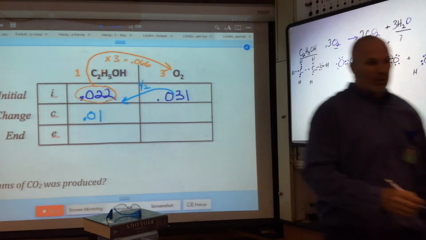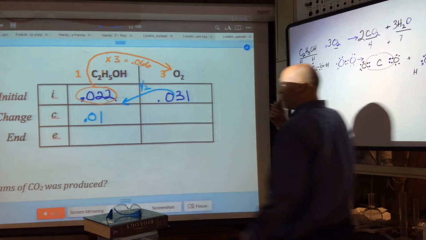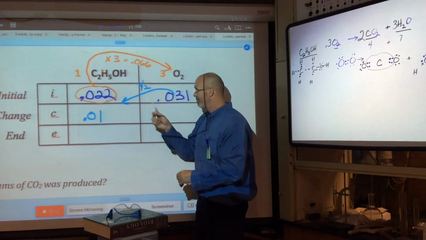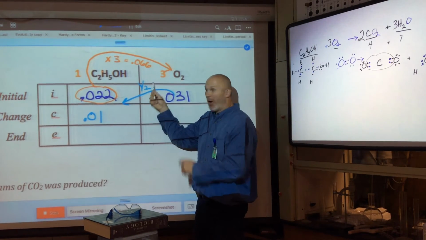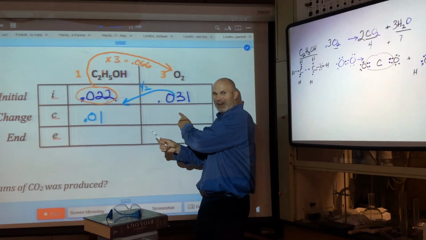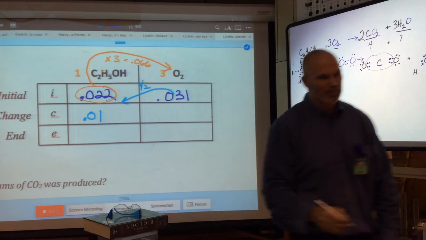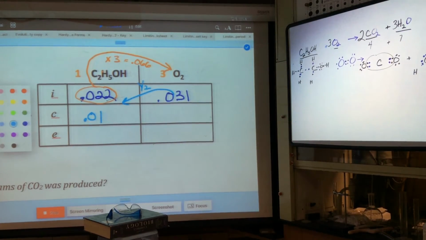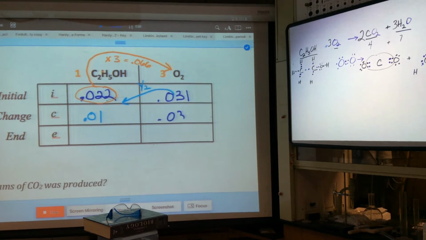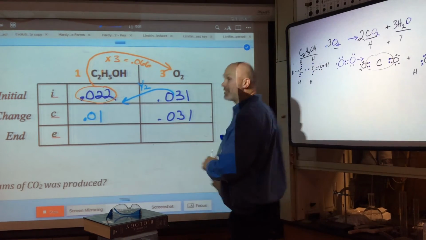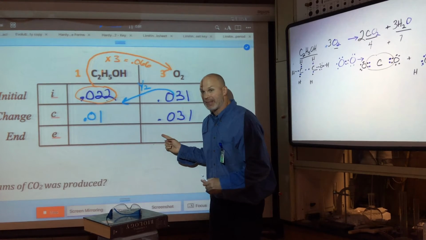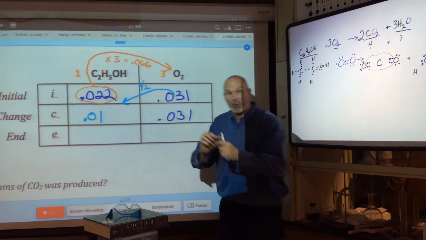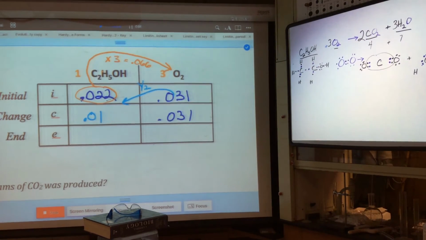So, how much am I going to lose of the O2? 3 times that much? All of it. We figured out all of it's going to go. So what do I put there? 0.031. The limiting reagent is always going to go to what at the end? 0. It's going to run out. So the change is what?